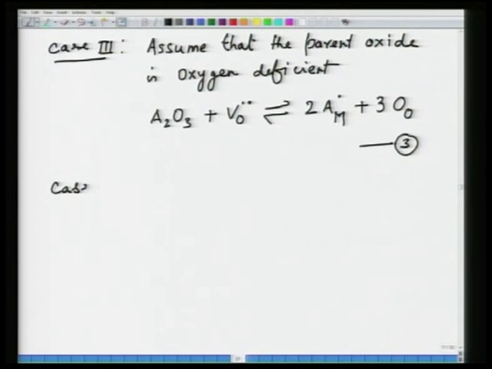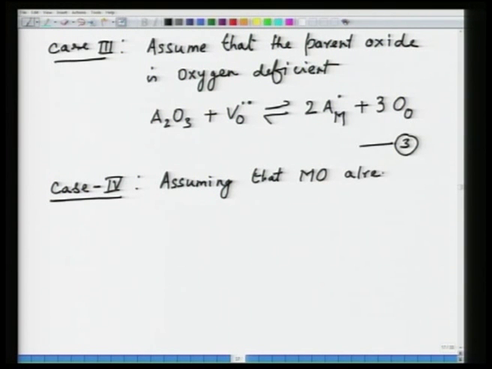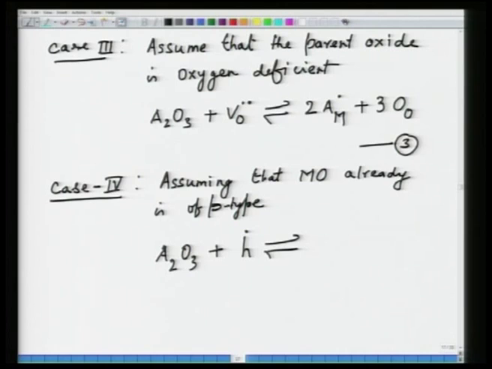And you can take case 4. Case 4 would be assuming that MO already is of p type, which means it already has a lot of holes inside it. So, how do you do it now? So, you have A2O3 plus some holes were present. Let us say I am going to balance this reaction later on.